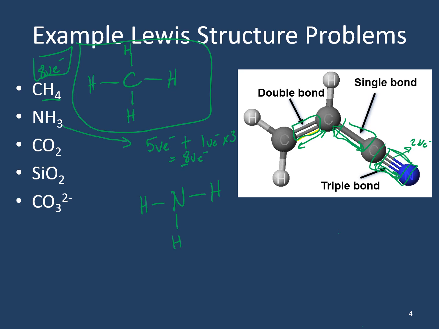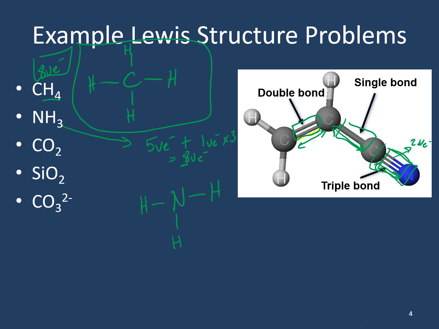If you remember our rules from the previous slide, after we write our skeleton structure like we just did, we need to put lone pairs on the terminal atoms to make sure they fulfill the octet rule. With hydrogen, it's a little bit tricky because hydrogen doesn't need to have 8 valence electrons around it. It should only have 2. So all of our hydrogen atoms in this structure are good.